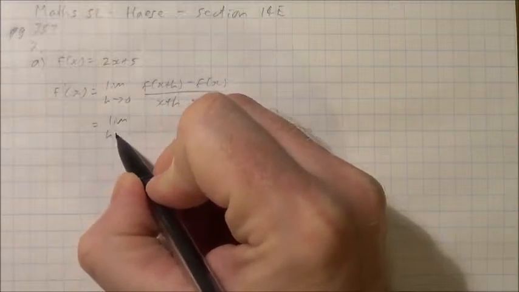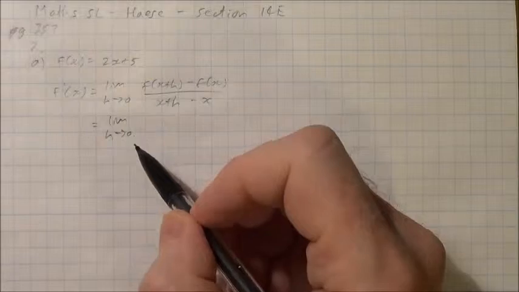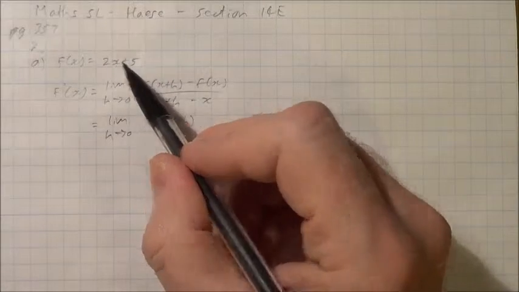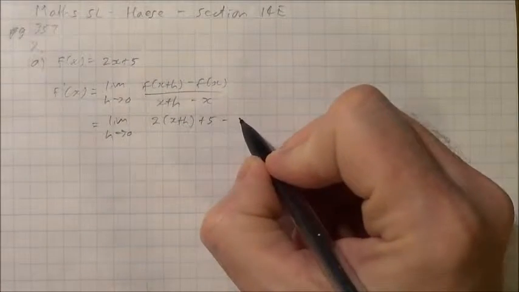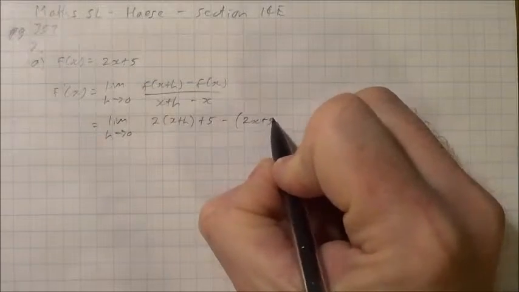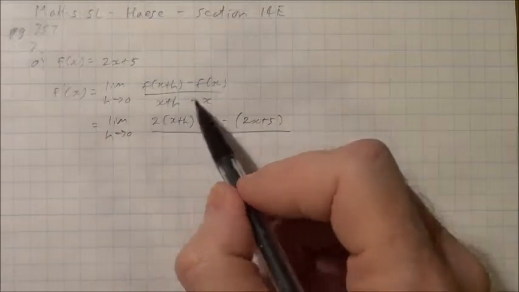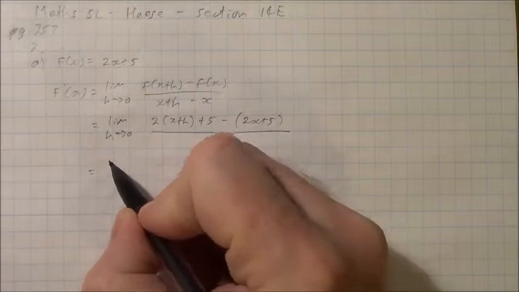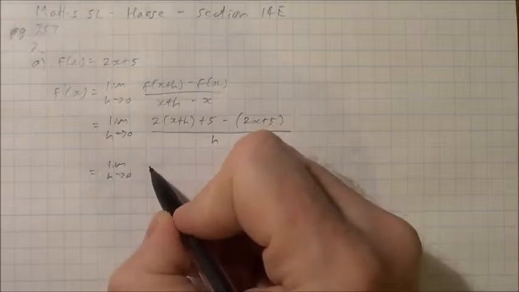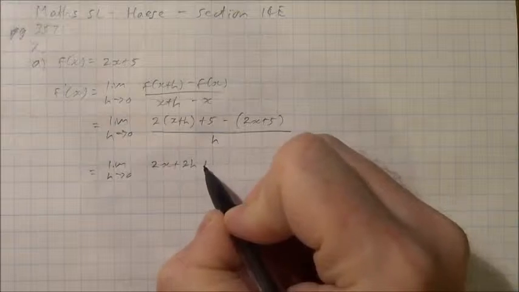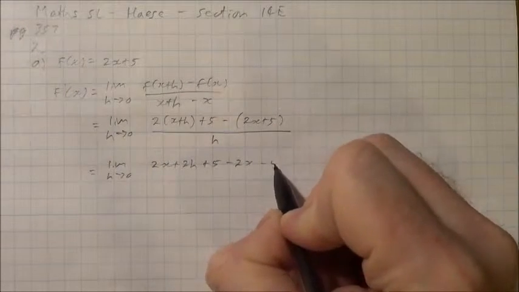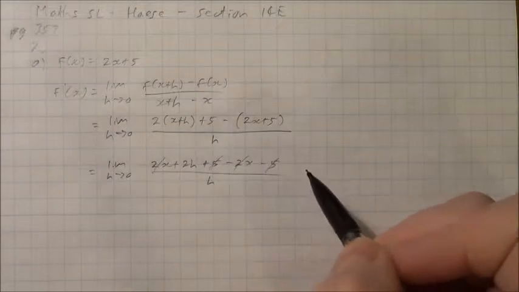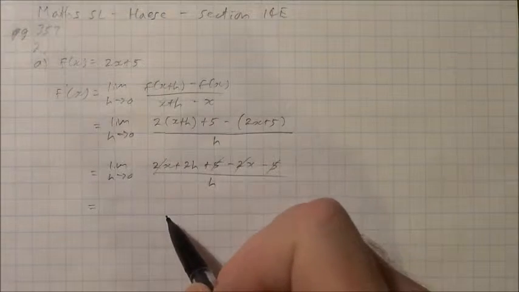So to keep correct form, we will continue to place the limit there, and we will then substitute x with x plus h, minus 2x plus 5, all over, and then the x minus x cancels, so we're just left with h. And then we can do a little bit of simplification here. 2x plus 2h plus 5 minus 2x minus 5 all over h, and the 2x minus 2x cancel, the 5 minus 5 cancel. We're still doing the limit as h approaches 0.